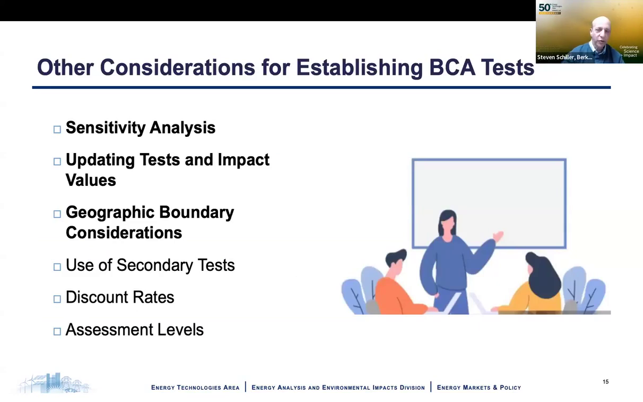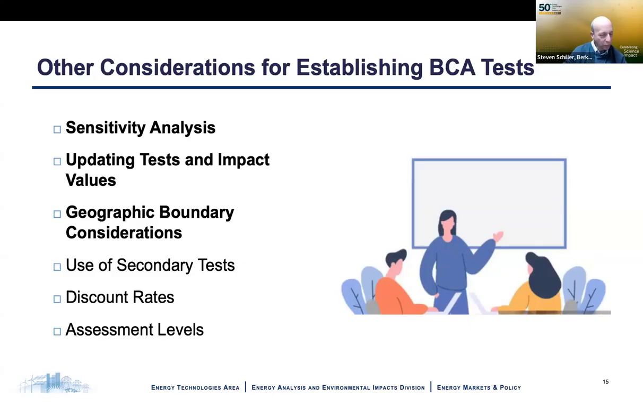Some other considerations for your benefit cost analysis test are doing sensitivity analysis, updating tests, geographic boundaries. The list I have here, I'm going to talk a little bit about the first 3, and then I have a couple slides to cover the last 3 here. So sensitivity analysis, kind of an obvious thing. You're predicting what's going to be happening. There's unknowns. Always good to do sensitivity analysis. You do want to update your test and your impact values over time. You might be designing the program in 2025, but things are going to change. You want to have processes in place that allows you to put in the new values as you're implementing the program and seeing what's going on.